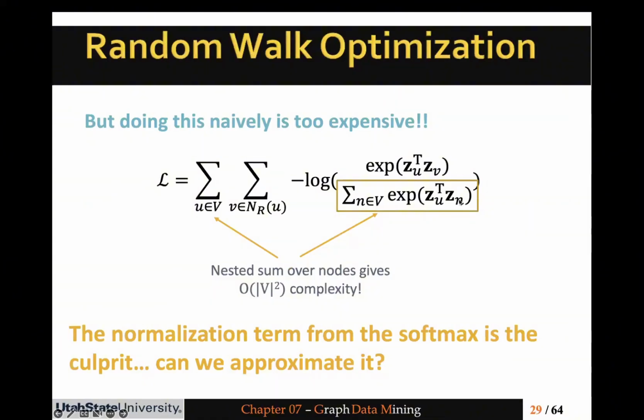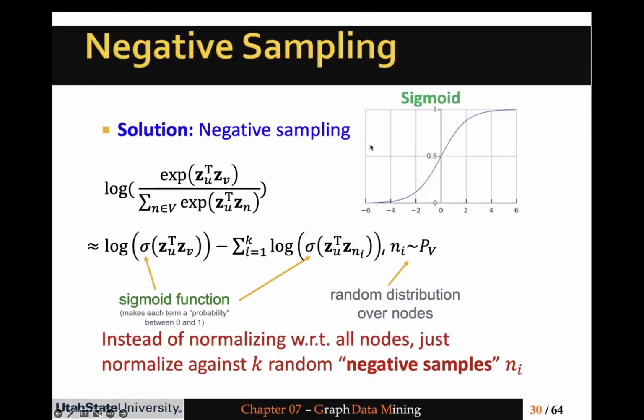So now instead of trying to normalize my dot product of Z_u and Z_v with respect to all the possible dot products of Z_u and all the nodes that I have in my network, what about I pick only a subset, right? And this is known as negative sampling. So negative sampling works as follows. Instead of using all the possible n's in my vector set, I'll just pick n from k nodes in my network, which is shown in the sum factor in the second formula over here.